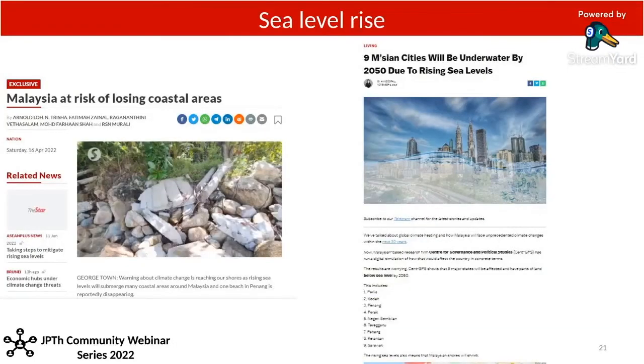Okay, climate change and global warming put Malaysia at risk of losing coastal areas because of the rising sea level. In 2050, they predict about 9 Malaysian cities will be underwater because of this phenomenon. Mind you, we also have agricultural land, including paddy areas, located in the lowland that will be affected by the rising sea level. This will lead to a decrease in rice production. If we lose the area, we lose the plants, and thus we lose the yield.